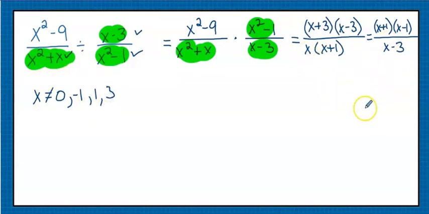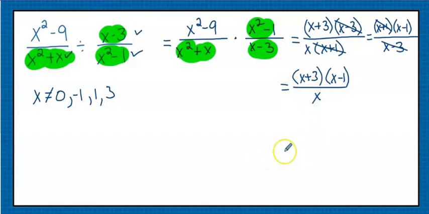Now I can just start canceling stuff out. I got an x minus 3 here. I have an x plus 1 there. I think that's it. So let's go with everything that's left over. And then I only have an x in the denominator. So this right here equals this if x does not equal 0, negative 1, 1, or 3.